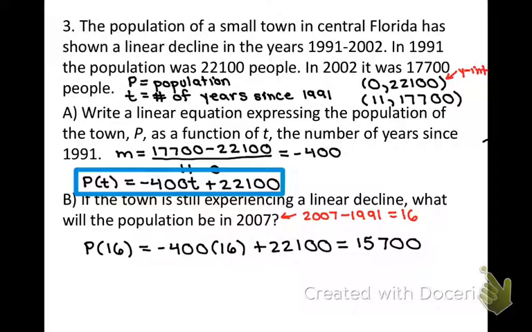And we find out that in 2007, the population is predicted based on this model to be 15,700. Now, keep in mind, in all of these scenarios, check in with yourself to see if your answer makes sense. This particular town was experiencing a decline, so it makes sense that this number is even lower.